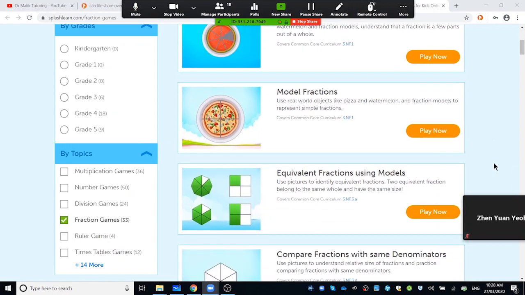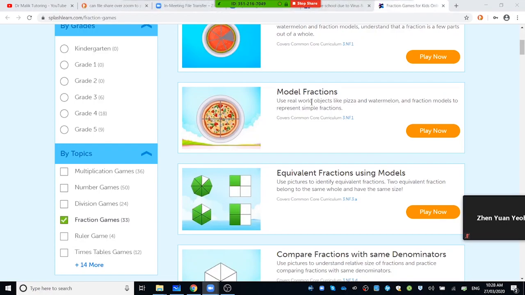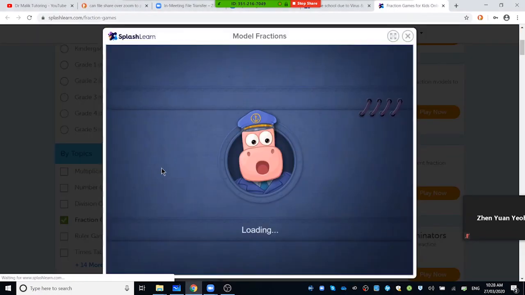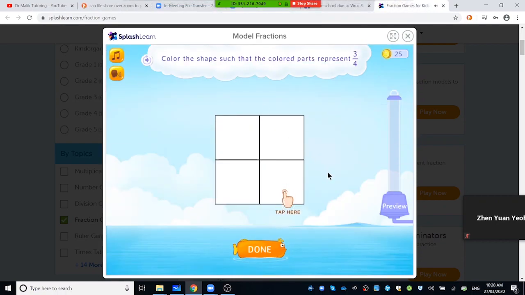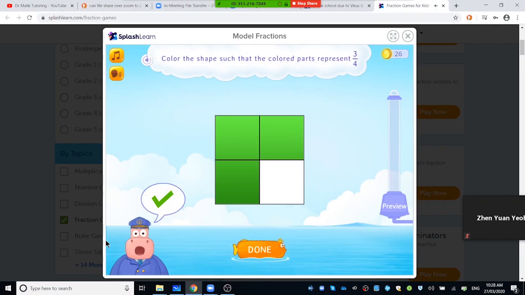So now we come to the second form, that is to use real world objects like pizza and watermelon and fraction models to show simple fractions. Let's go to this part quickly. Color the shape such that the colored parts represent 3/4. So we have to color three parts of that. So 1, 2, and 3. So this represents 3/4. And that's correct.